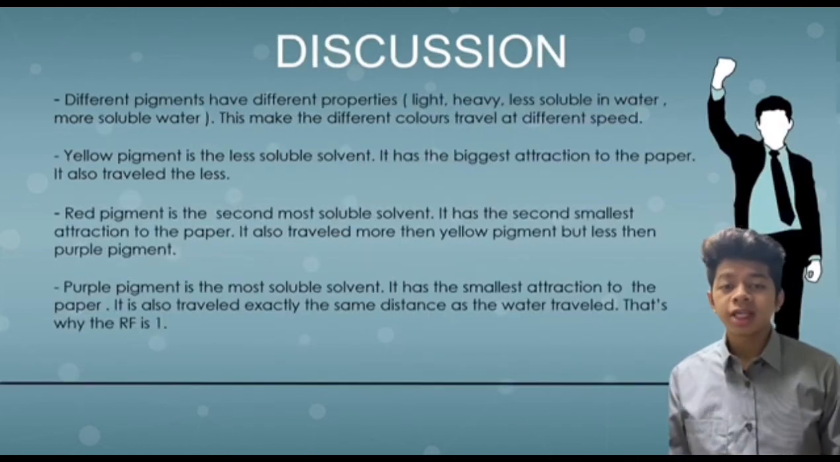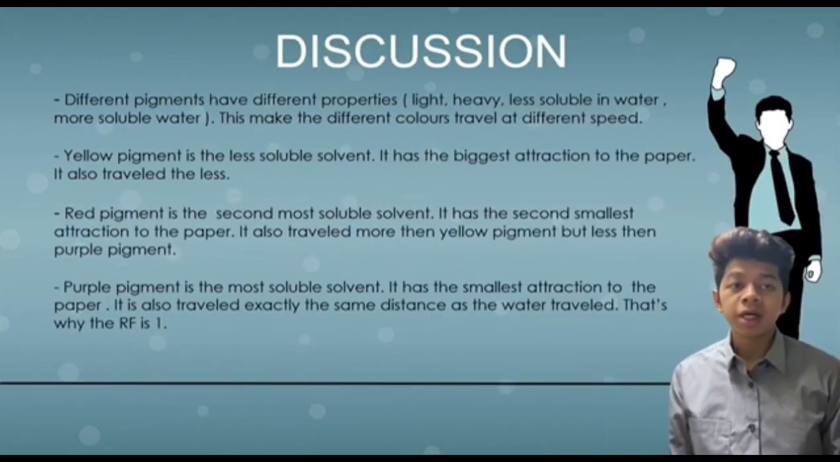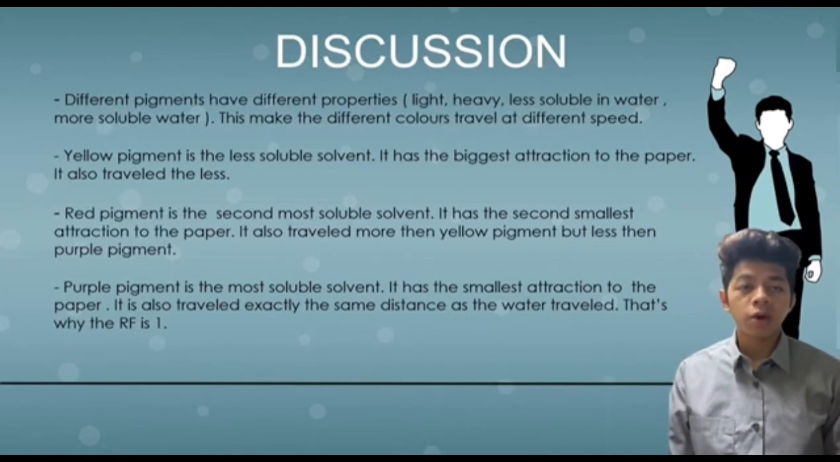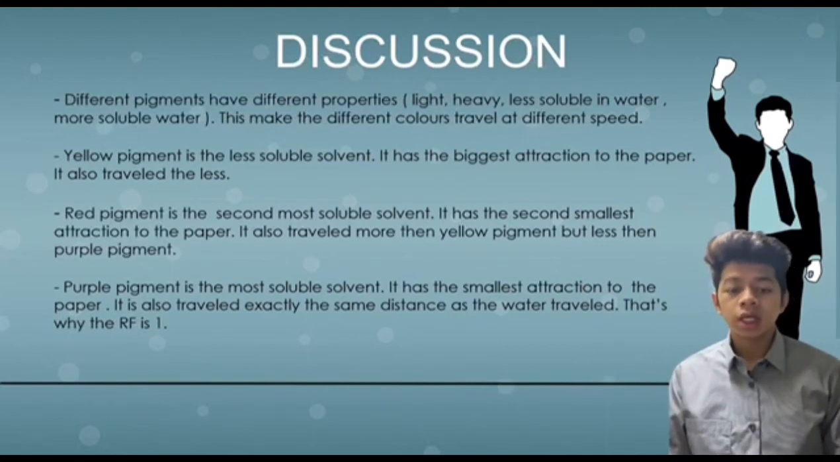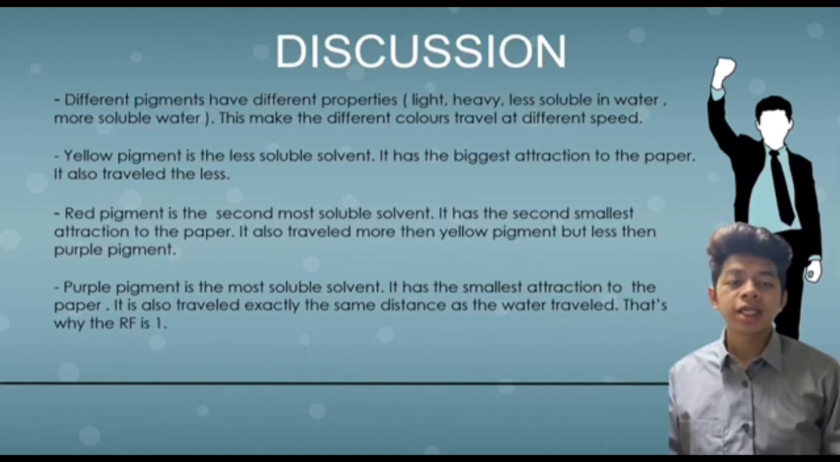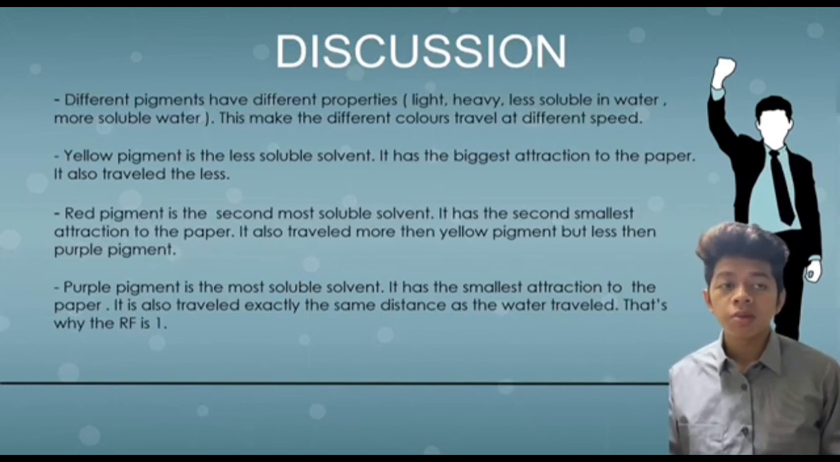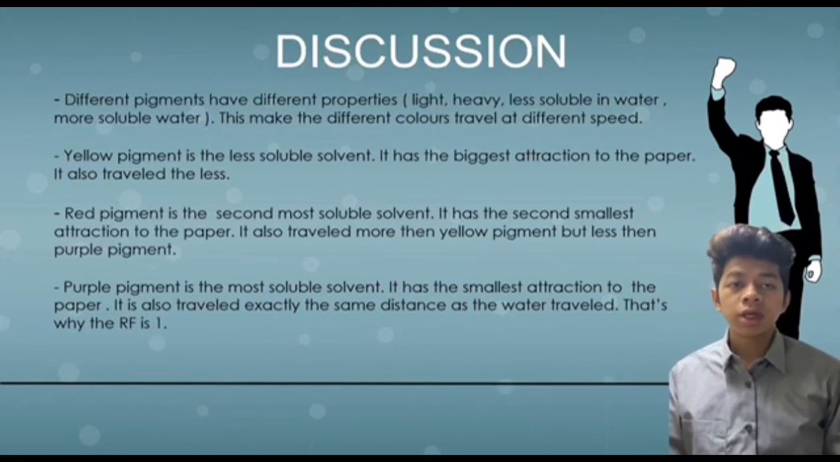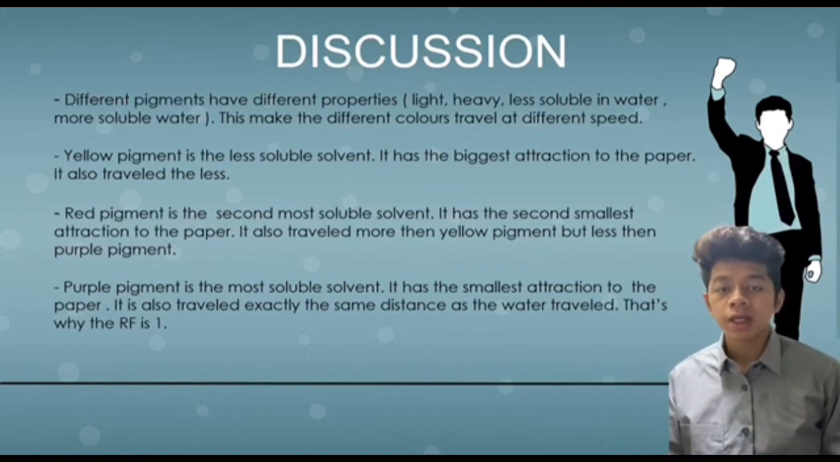Next, for the discussion part, different pigments have different properties: one is heavy, one is light, one is less soluble in water, and one is more soluble in water. These different properties make the different colors travel at different speeds. From the result, we can see that the yellow pigment is the least soluble. This is because the yellow pigment traveled the least. This happened because the yellow pigment has the biggest attraction to the paper.